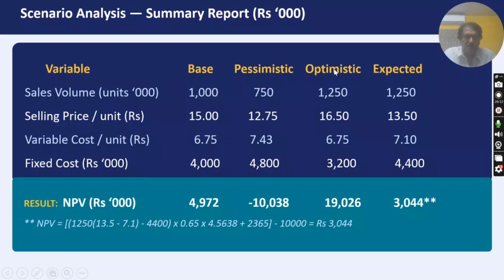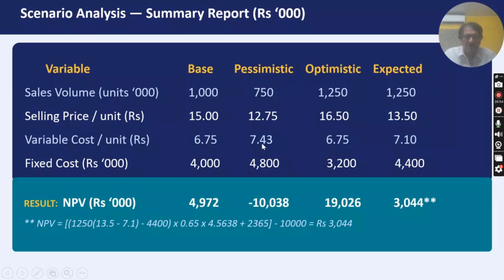If optimistic, that is, if the situation is favorable, then the sales volume will increase. In place of 1000, it will be 1250. In place of selling price 15, it will increase because it is a favorable situation. And if we calculate through Excel sheet, as I have shown you, you only change the values of the variables and instantly you will get the value of the NPV. So you will get the NPV of all the scenarios.